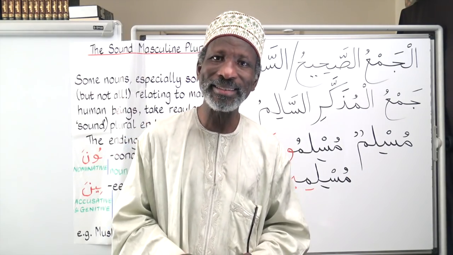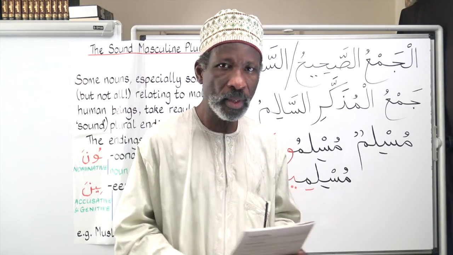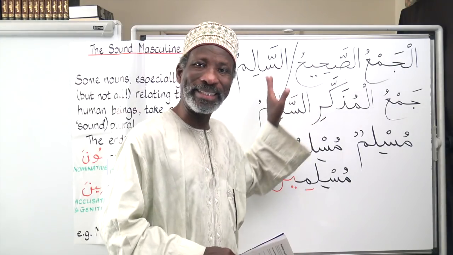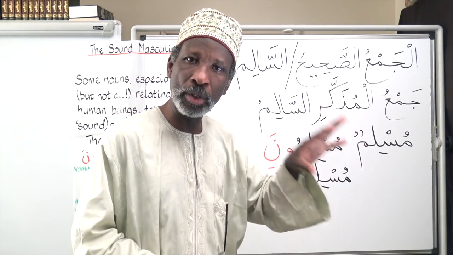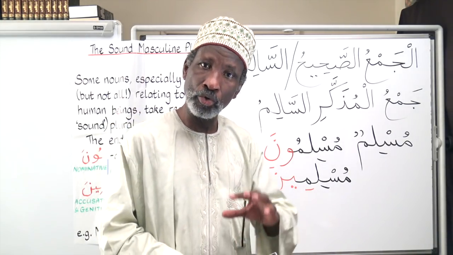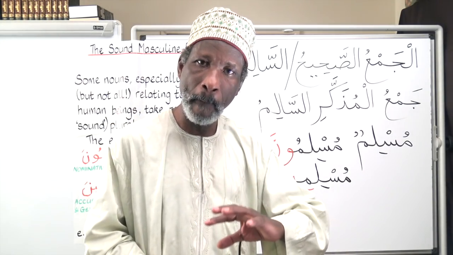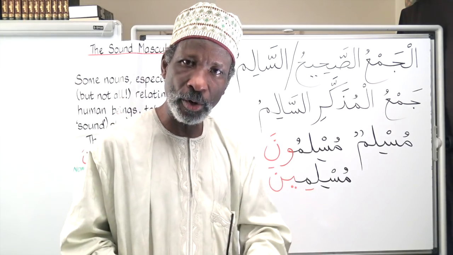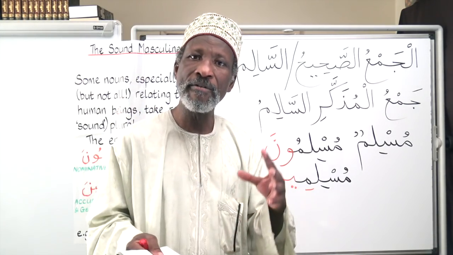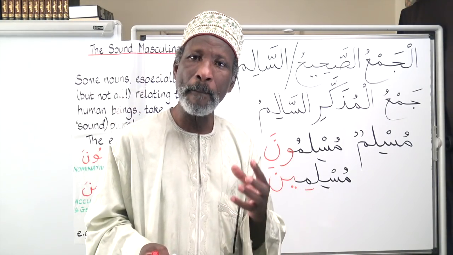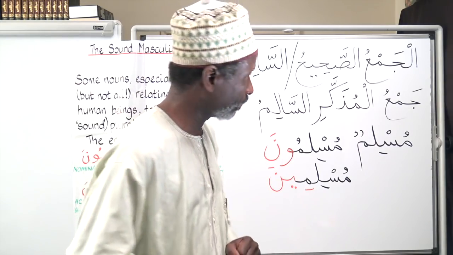One is called the sound plural, al-jamu'u sahih aw al-jamu'u salim. That is sound plural. And the sound plural has two branches. One is the sound masculine plural, and the other one is the sound feminine plural. Let's deal with the sound masculine plural first.